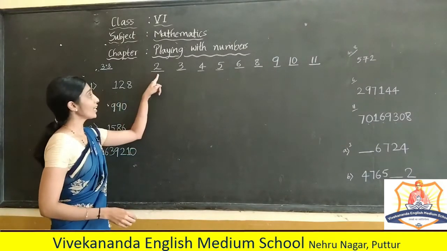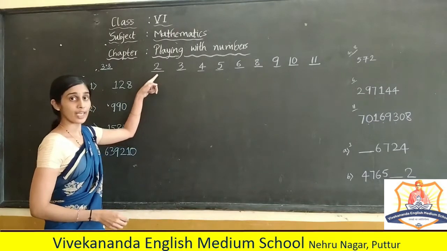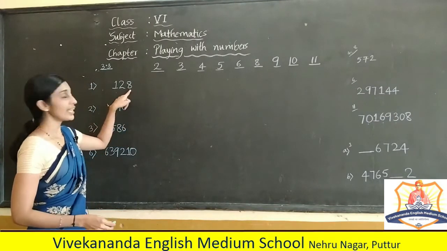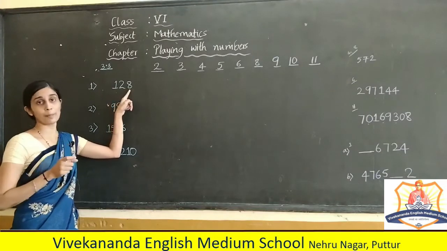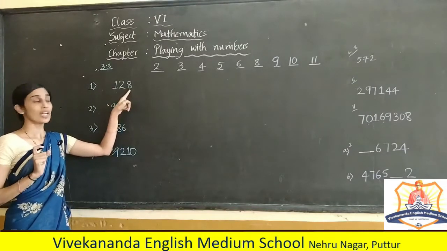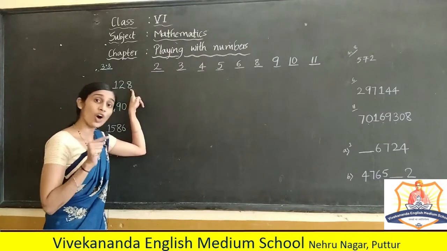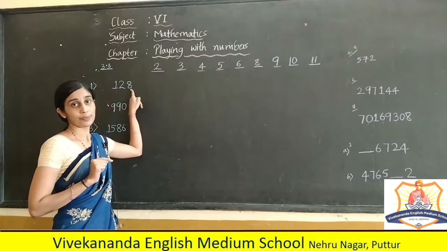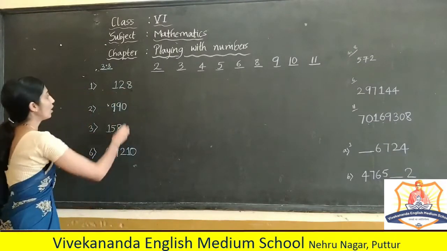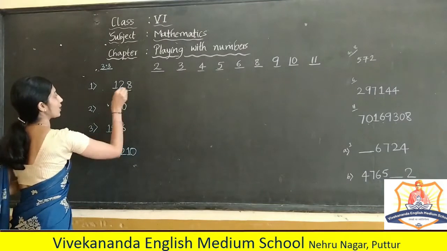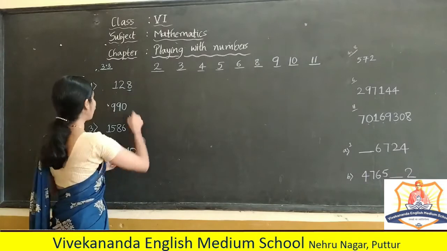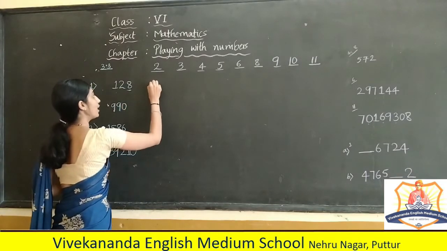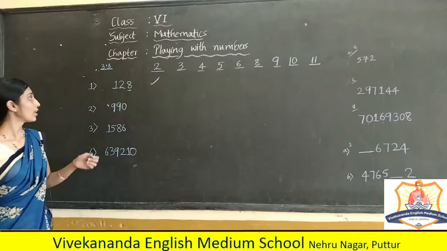What is the criteria in order to check the divisibility by 2? The units place of any given number should contain an even number or it should end with a 0. Right? So whether it satisfies? Yes. So this number is divisible by 2.